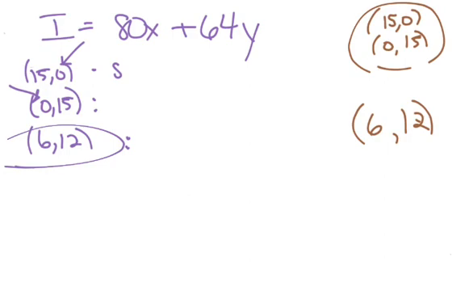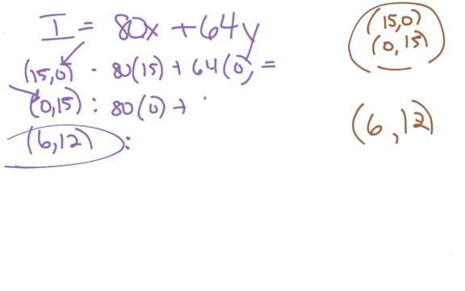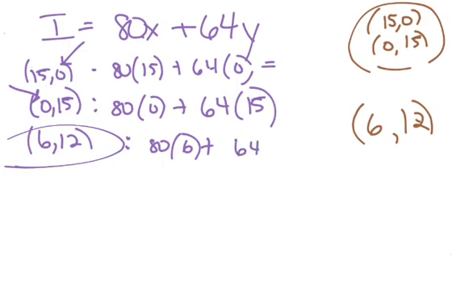So here I would take 80, and my x is 15. And here I would plug in 0 for y. And I would just plug that in your calculator. Here I'm going to plug in 0 for x, but I'm going to plug in 15 for y. And here I'm going to plug in 6 for x, and I'm going to plug in 12 for y. And then I'm going to grab my handy dandy calculator.